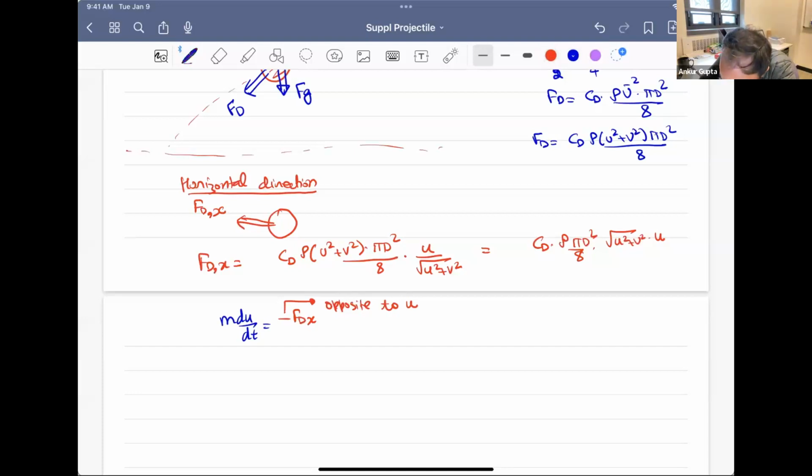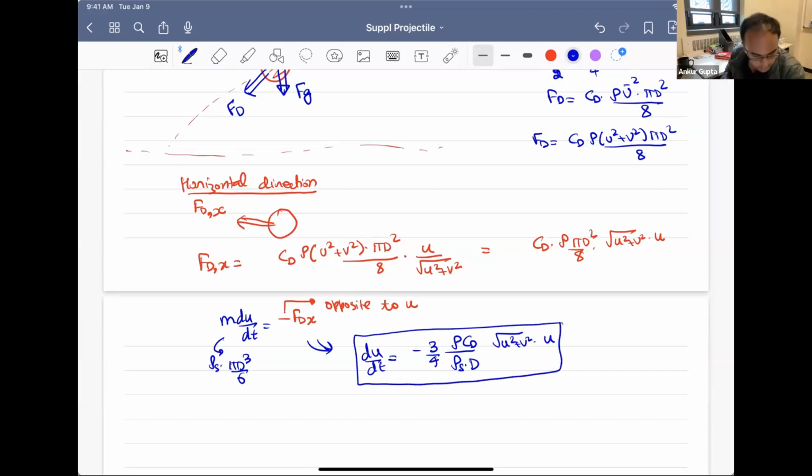So here, if you simplify this, this we have done. So this is rho s into pi d cube by 6. This implies that du by dt comes out to be minus 3 by 4 into rho by rho s times CD by d into square root of u square plus v square times u. Okay. This is essentially your du by dt. This is in the x direction because you're doing the x balance.